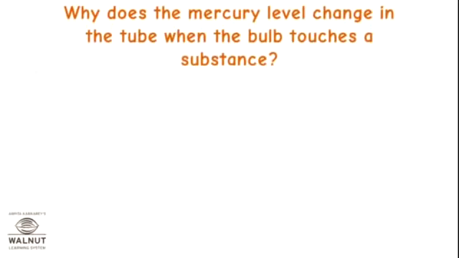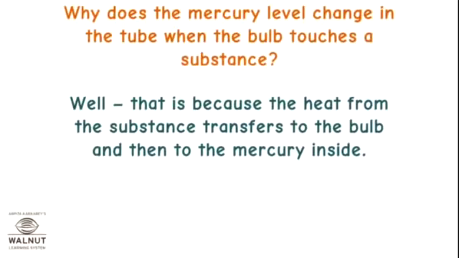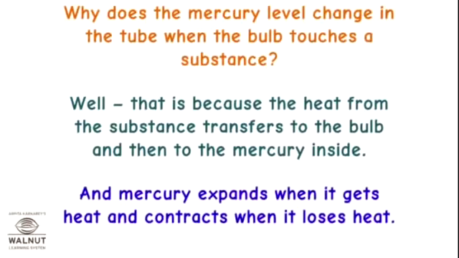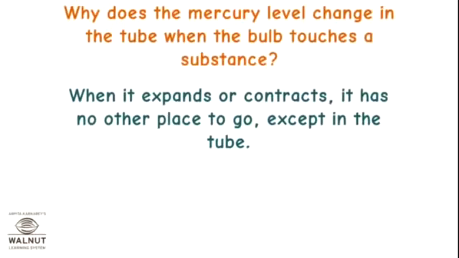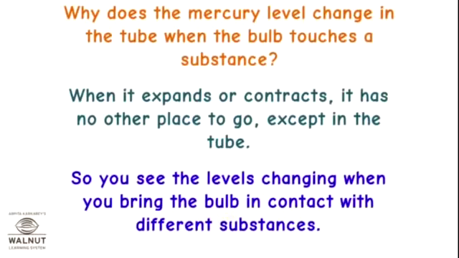Why does the mercury level change in the tube when the bulb touches a substance? Well, that is because the heat from the substance transfers to the bulb and then to the mercury inside. And mercury expands when it gets heat and contracts when it loses heat. When it expands or contracts, it has no other place to go except in the tube. So you see the levels changing when you bring the bulb in contact with different substances.